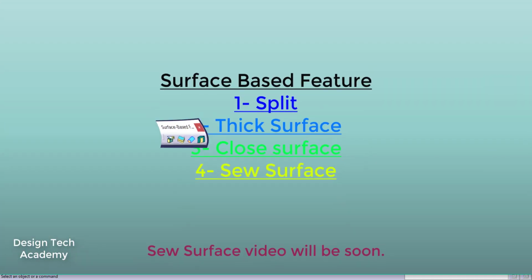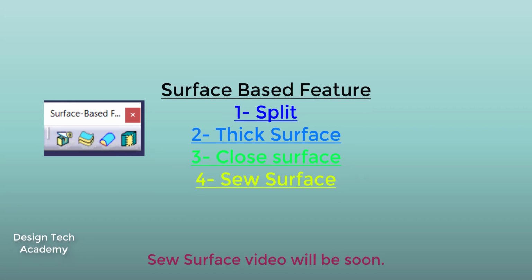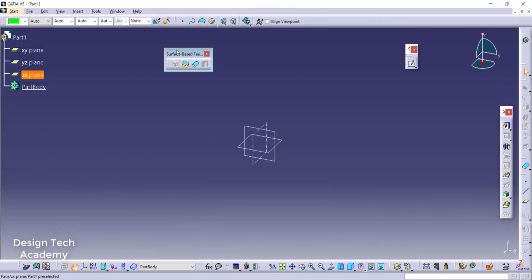Today we are going to discuss the surface-based feature toolbar which we have in Part Design. So there are four commands. First is split, second thickness, thick surface, then the closed surface and sweep surface. So we have the four commands in the surface-based feature toolbar, and in this video we will discuss three commands, and for the sweep surface we will do our next session for the remaining one.